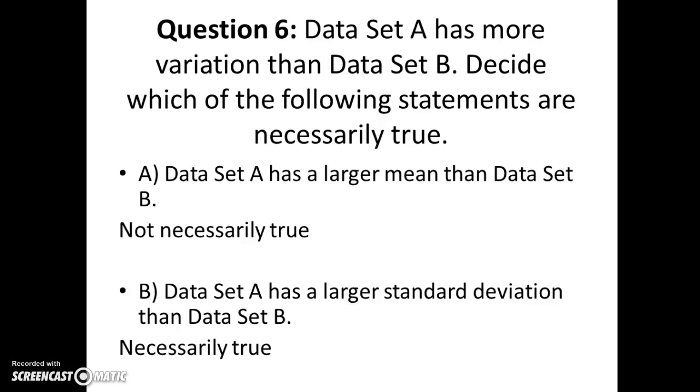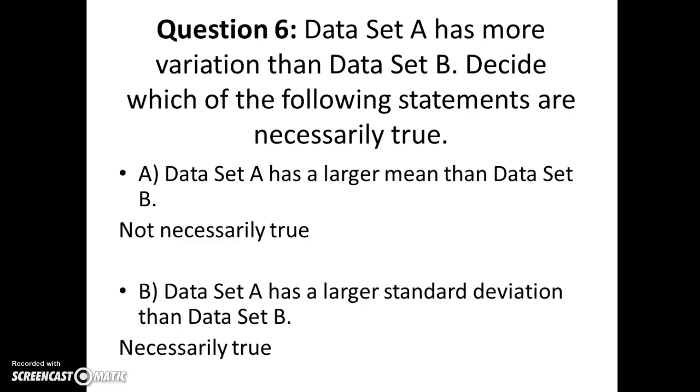Question 6. Dataset A has more variation than dataset B. Decide which of the following statements are necessarily true. If dataset A has more variation than dataset B, it means that it is more spread out than dataset B. So the values for dataset B are close to each other, but the numbers for dataset A are not that close.